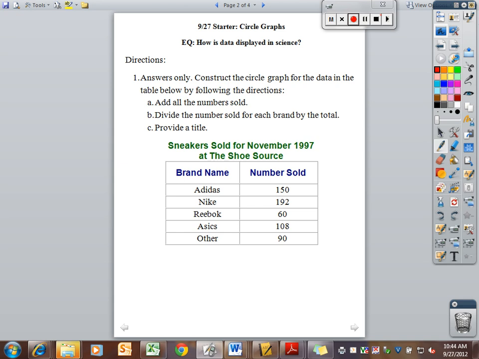So the first step is you find out how much total you have of all of them. When we add these up, what do we get? We're going to get 600.